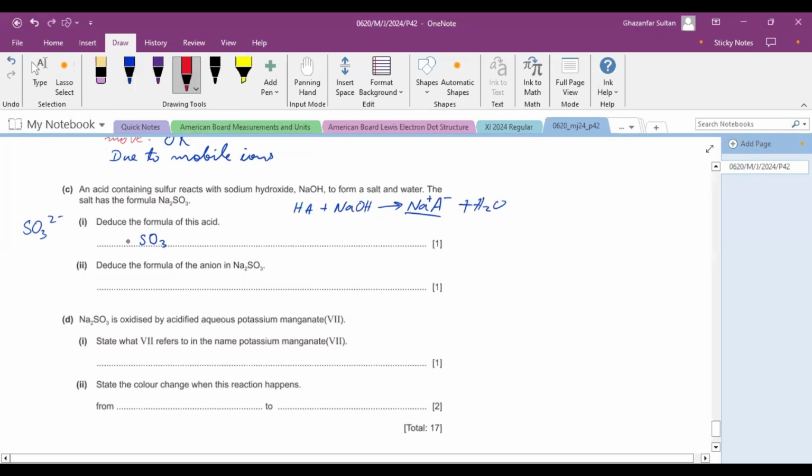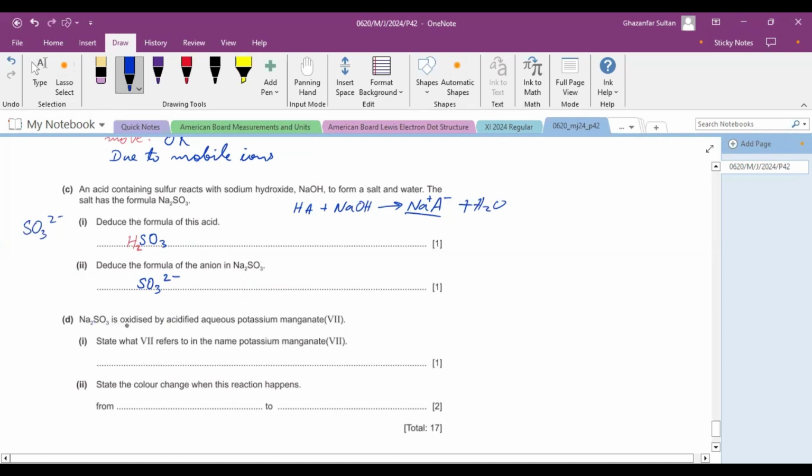So instead of 2 sodium, you will write 2 hydrogen. So the formula of this acid is H2SO3. And deduce the formula of the ion in Na2SO3. I have already told you it is the SO3 2 minus ion. Mentioning the charge is important.